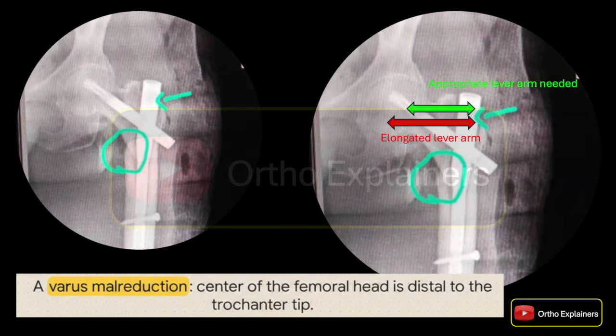This is the image you never want to see post-op. This is a varus reduction. The telltale sign is when the center of the femoral head drops below the level of the tip of the greater trochanter. This deformity basically makes the femoral neck longer, which cranks up the lever arm on your fixation and just skyrockets the risk of failure.